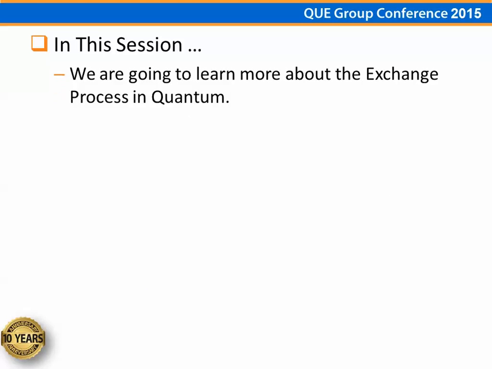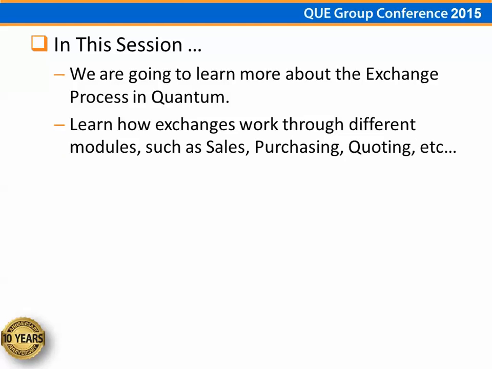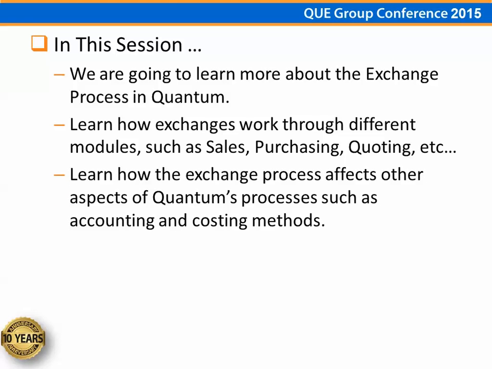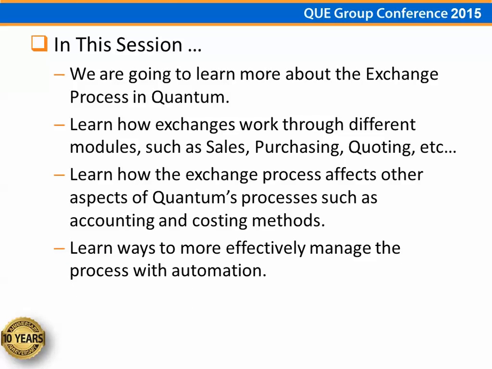In this session, we're going to learn more about the exchange process in Quantum and learning how exchanges work through some of the different modules, such as the sales orders, purchasing, quoting, things like that. And then we're going to learn how the exchange process affects other aspects in Quantum. If you use the accounting module or costing methods, particularly we're going to talk about those. And then we're going to talk about ways that we use to effectively manage the process and just some efficiencies that maybe you guys can find useful.